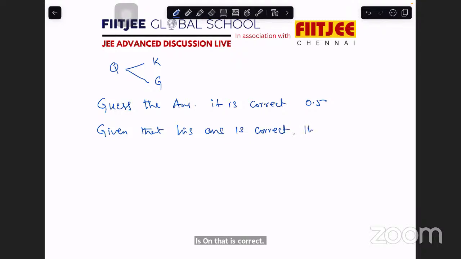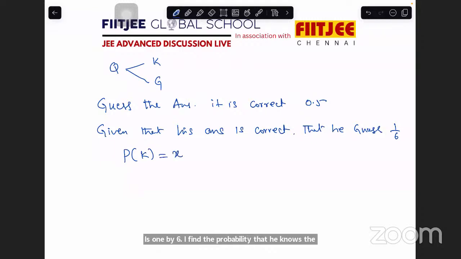That he guesses is 1/6. Now find the probability that he knows the answer. Let me take this as X. Find the probability that he knows the answer. This is the question.